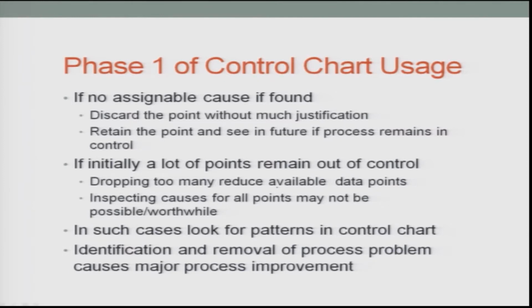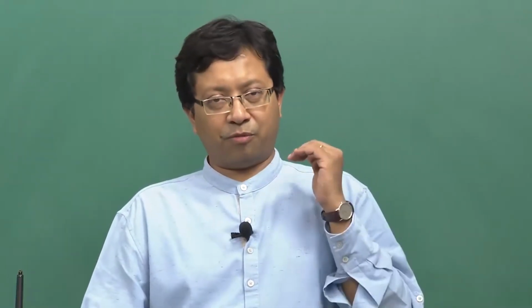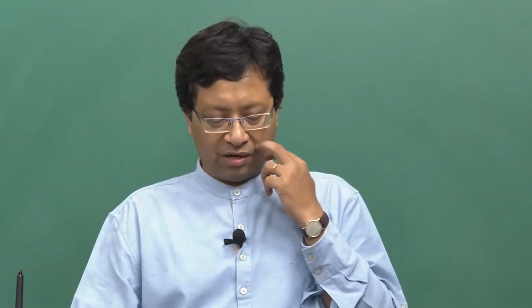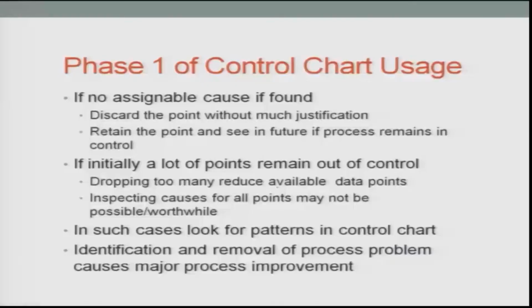So, if you basically drop many of them, the sample size will really decrease, which gives you a problem, because for a small sample size, trying to predict the population parameters or population characteristics becomes difficult. Inspecting causes for all the points may not be possible or worthwhile, because that will entail money. So, in such cases look for patterns in the control charts and take decisions accordingly.